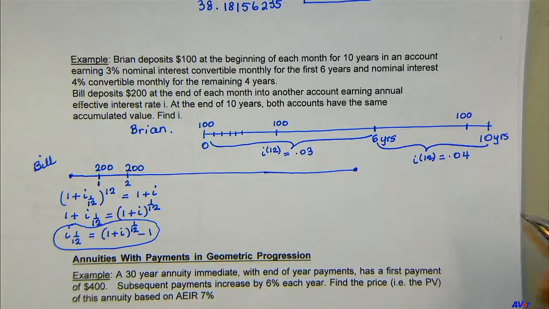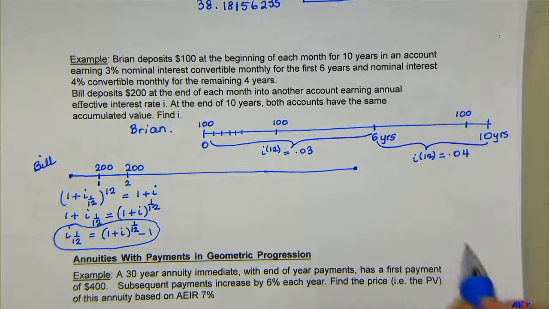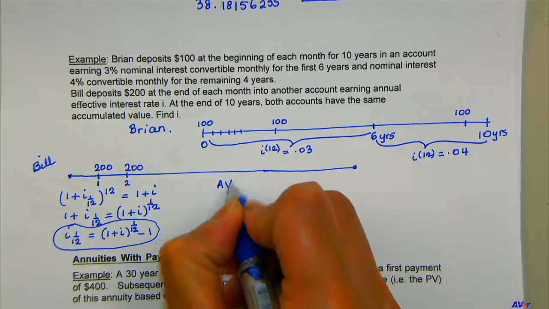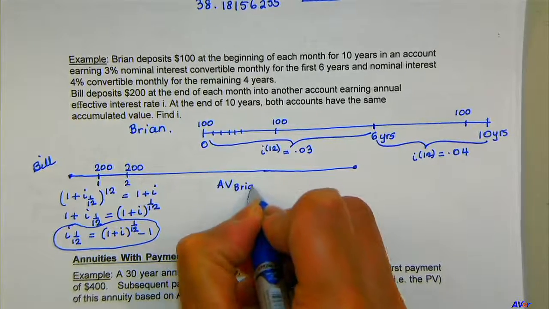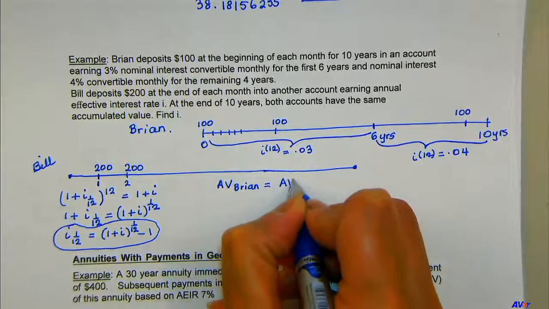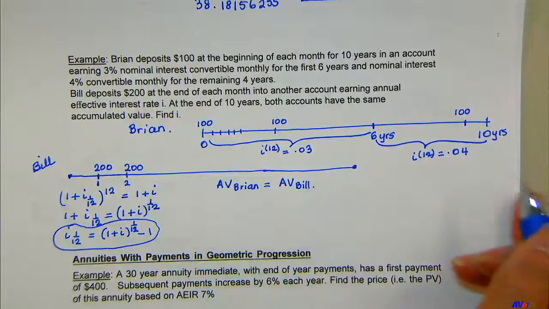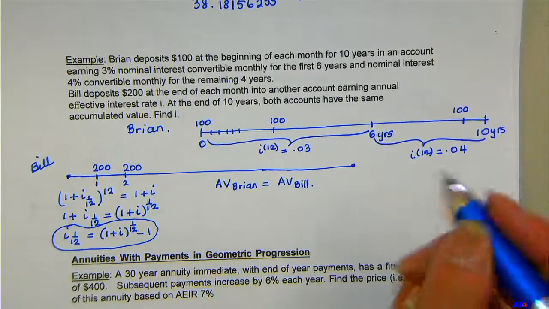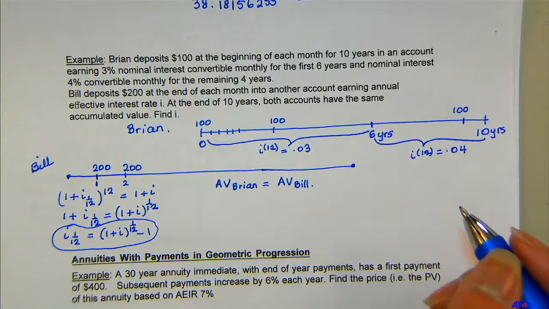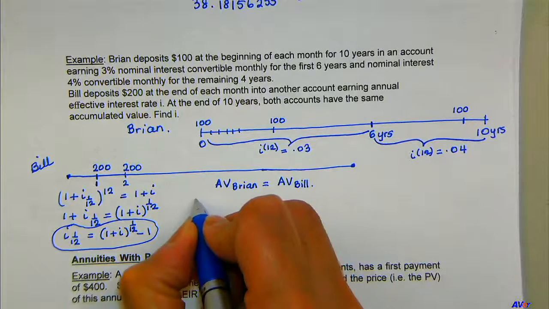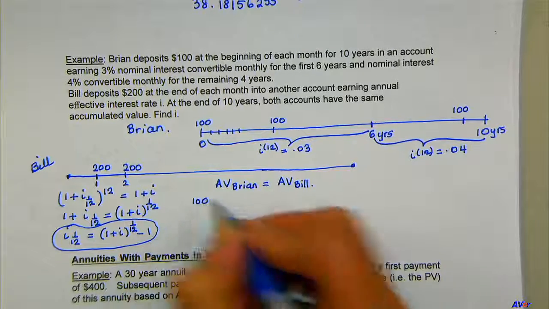And they want the accumulated values to be equal. So accumulated value of Brian equals accumulated value of Bill. Can you give me an expression for the accumulated value of Brian? Can we start there? What do you say? 100 what? 100.